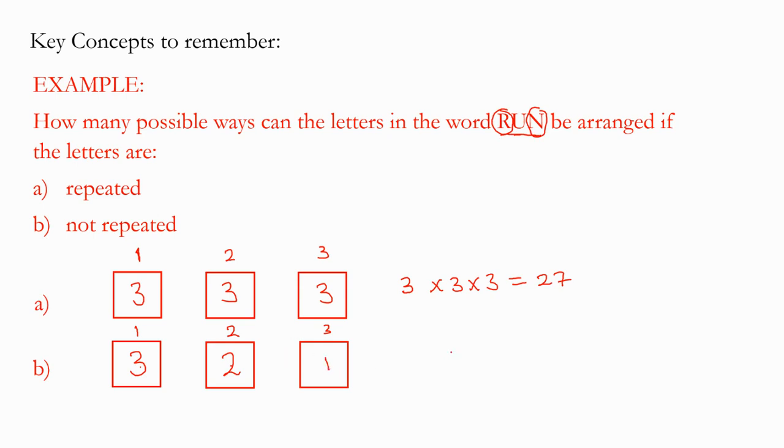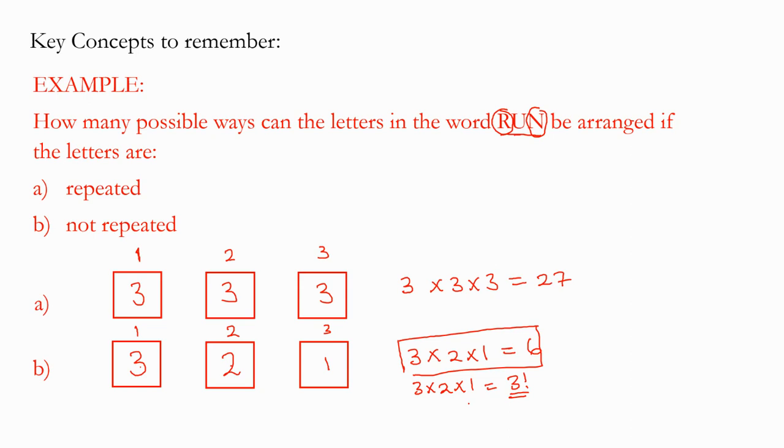So now how many different ways can these letters be arranged? We have 3 times 2 times 1, which is equal to 6. And then this one is a special way. We write it in a special way, right? 3 times 2 times 1. We say this is 3 factorial. 3 factorial. Remember that, okay? I'm just reminding you, okay?